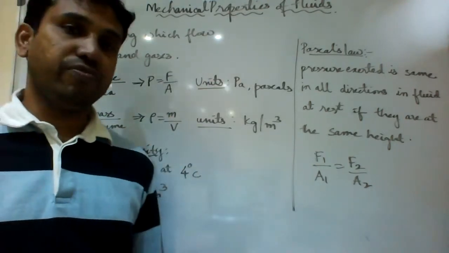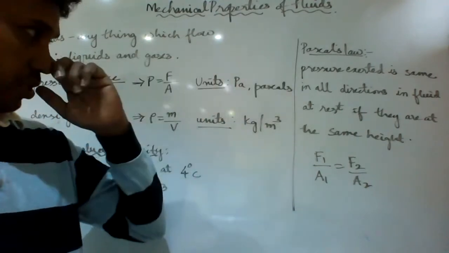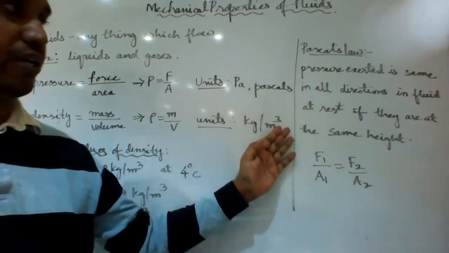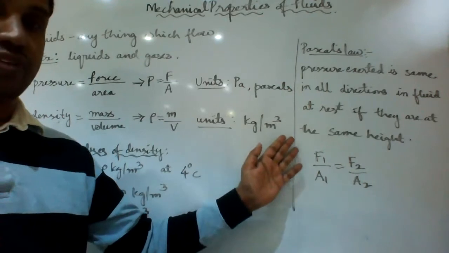Now come to Pascal's law. Blaise Pascal was French. He found out that pressure exerted is the same in all directions in a fluid at rest if they are at the same height. Okay, if they are at the same height.